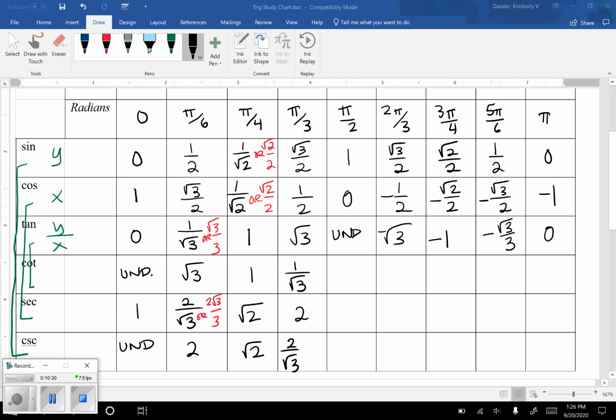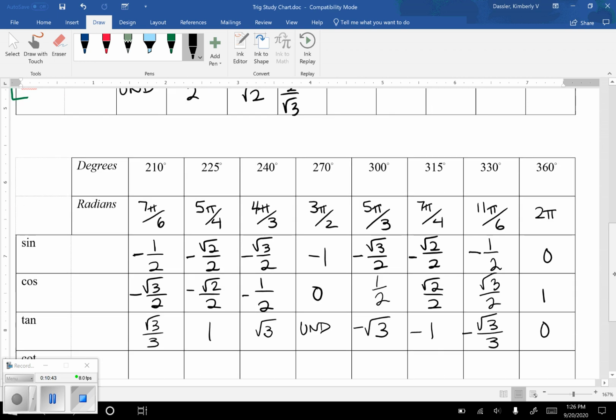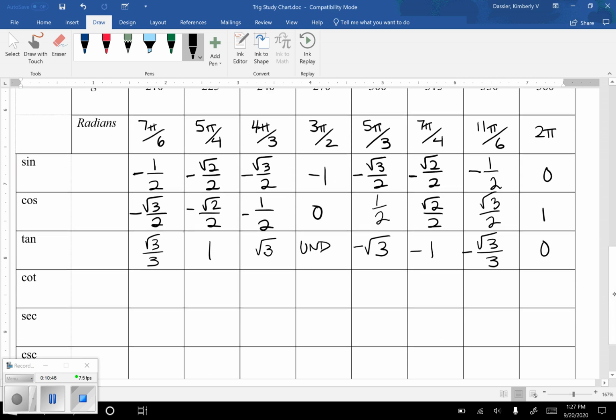Now check your work for sine, cosine, and tangent in the first and second quadrants. Notice the only positive values are the sine values. Cosine is negative, tangent is negative. Look at the third and fourth quadrants. Again, the only positive values are tangent values in the third quadrant. And then the only positive values in the fourth quadrant are cosine.